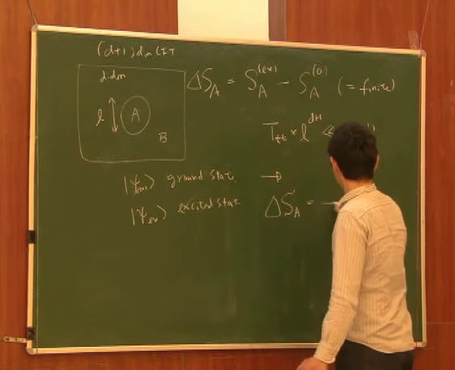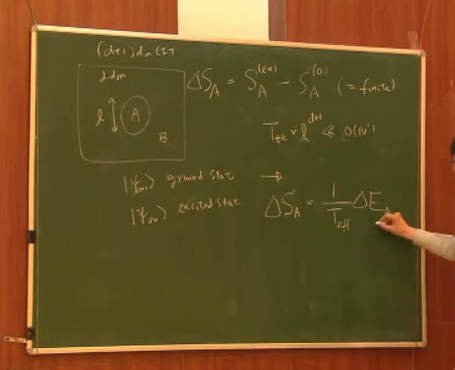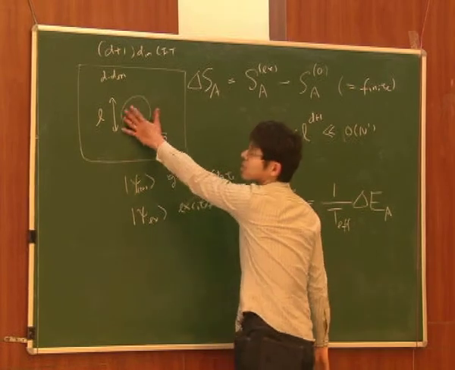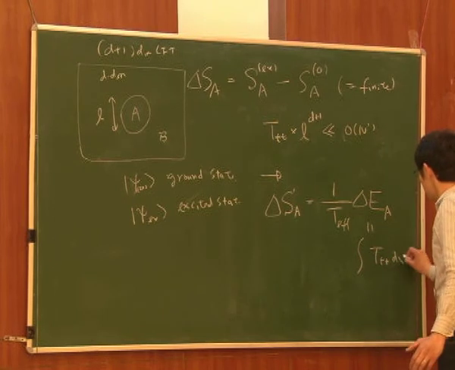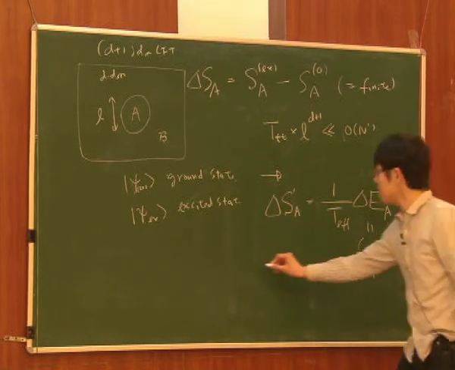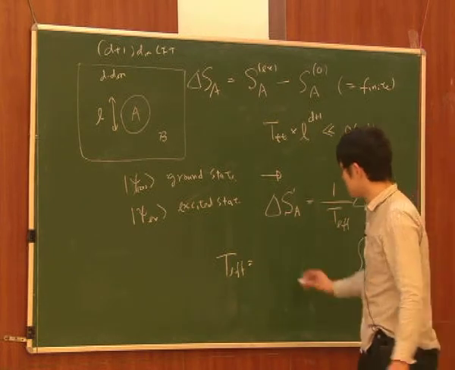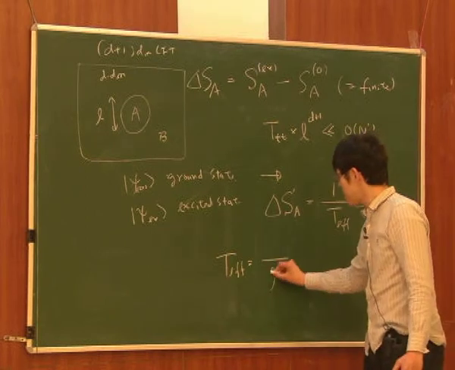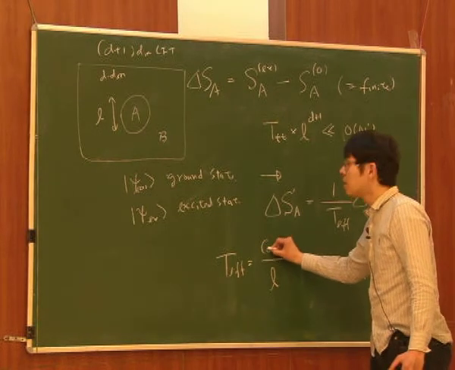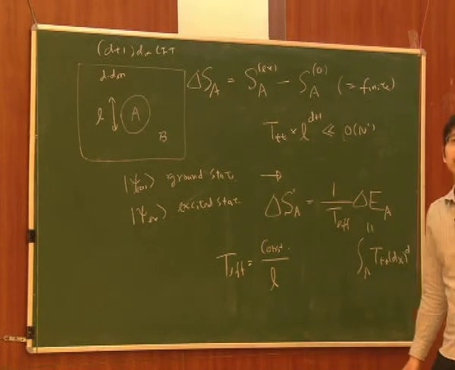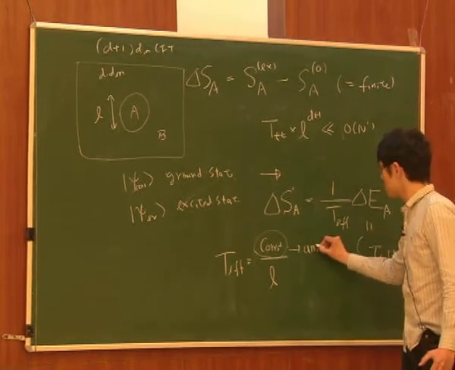Here we have an effective temperature, and delta E_A is just the excited energy inside this region, the integral of the excited energy density. The effective temperature turns out to have a rather universal shape. It is completely different from the standard temperature; it is really a geometrical quantity, which looks like 1 over L for dimensional reasons, times some constant.